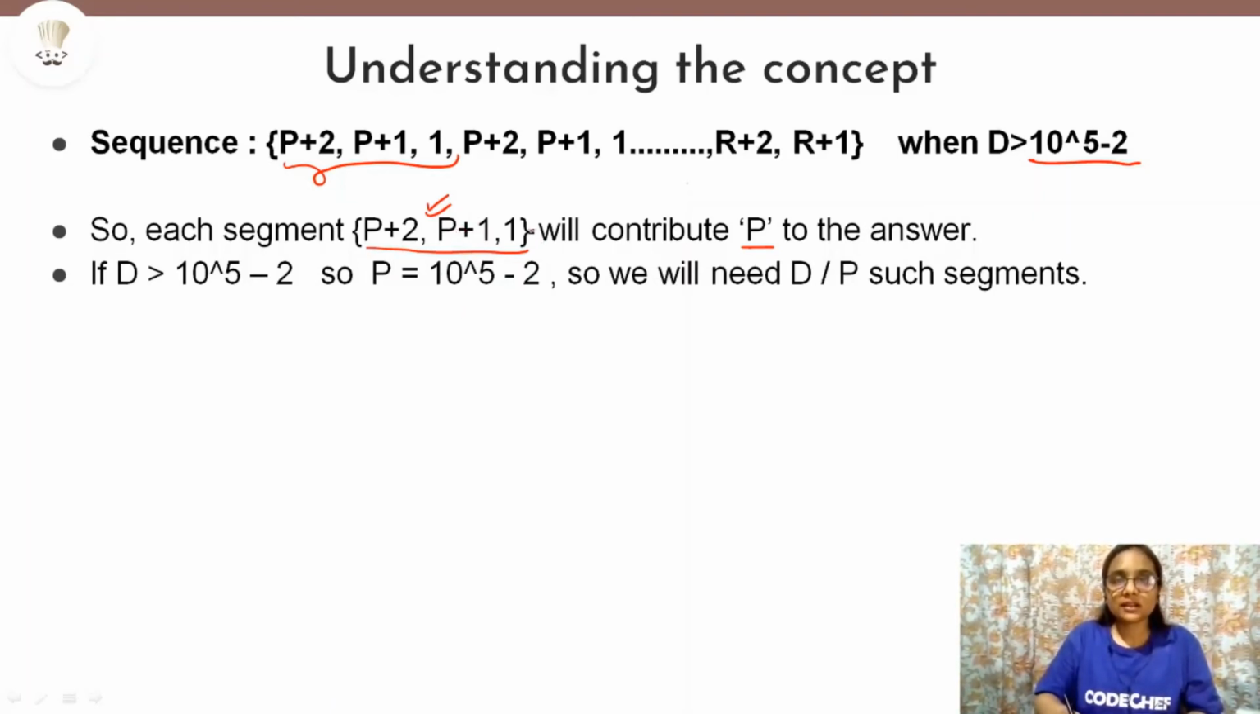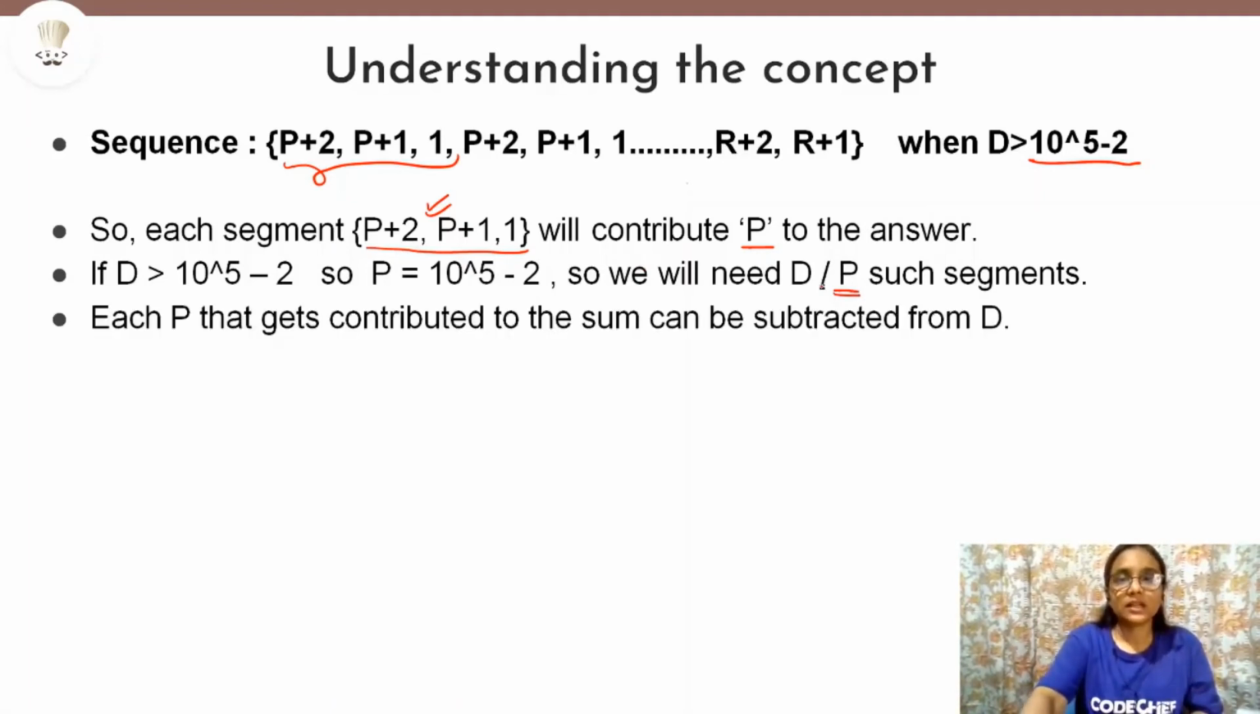So if we just repeat these segments in our sequence, how many of these segments will we need? We will need d divided by p such segments, because each segment always contributes p to our answer. Then after we have put d divided by p such segments into our sequence, there will definitely be some remainder left, because each time we will keep on subtracting p from d.